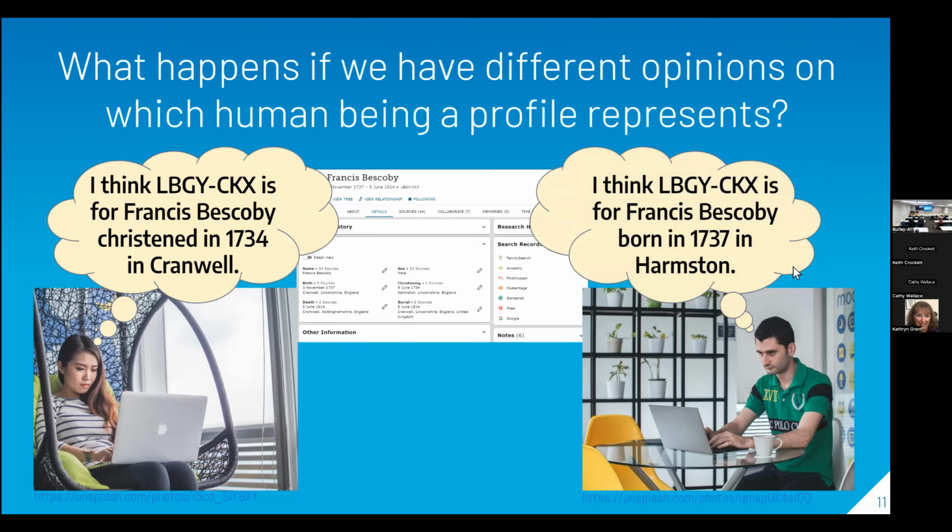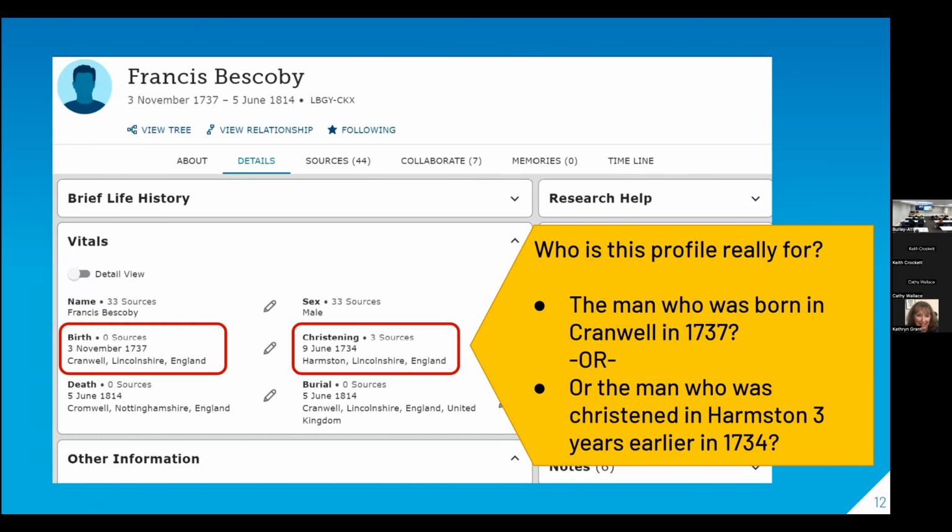Well, this actually happened on my line, and we got this. So we've got a guy being born actually after he was christened, which is not possible, right? Because you've got to be alive to be christened in the Church of England. So he's christened here in 34, but not born till 37. We've got a problem here. Who is the profile really for? Is it for the guy that was born in 37, or is it for the other guy that was born in 34? We actually can't tell just by looking at this page.